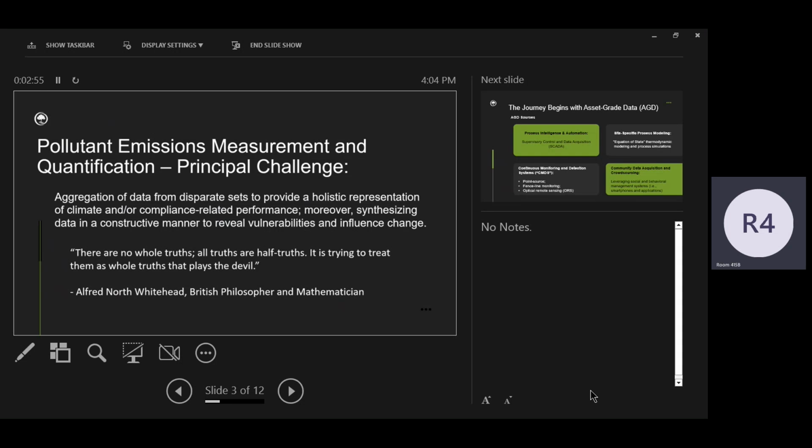And then how do you synthesize that data in a constructive manner to where you could use it for sustainability reports or for emissions inventories or for things of that nature. But really to look at mechanical integrity issues, look at vulnerabilities in your system, where you can apply change, what makes the most sense and make those kind of decisions.